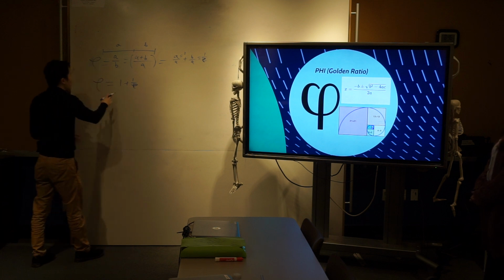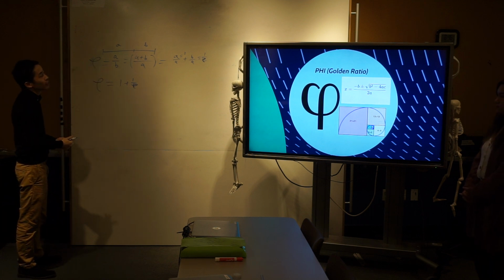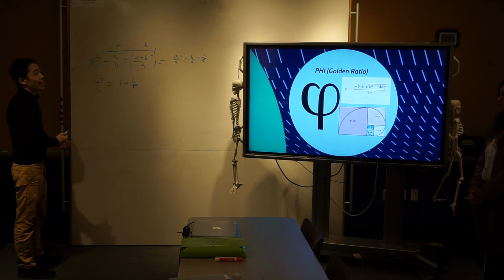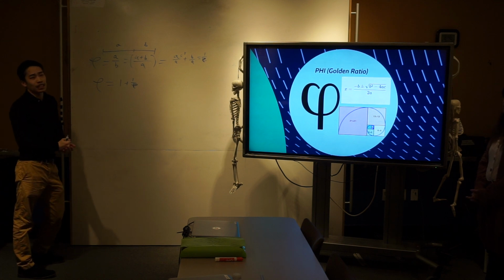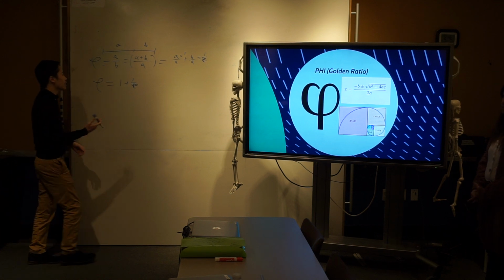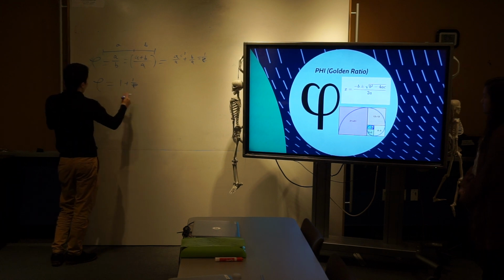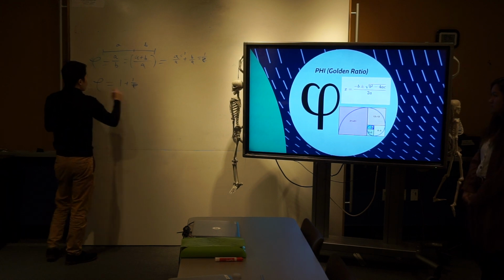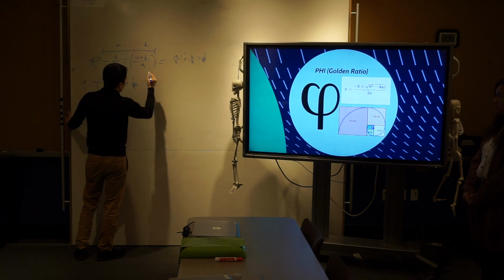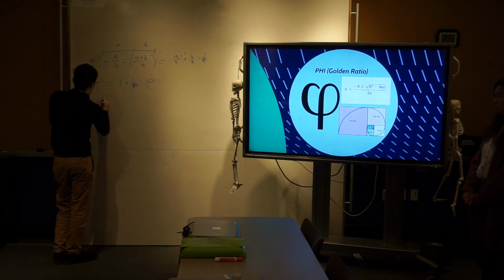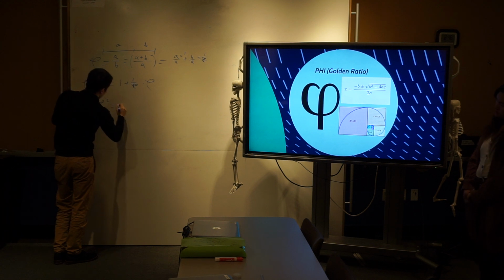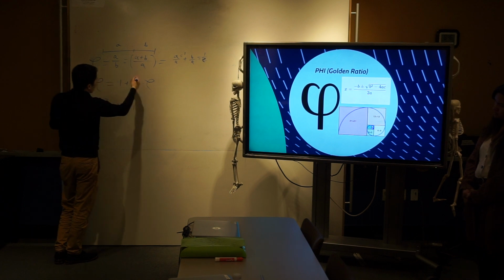So how do you get this into that equation to solve it? The equation needs to be ax squared plus bx plus c equals 0. To get it into that form, you multiply both sides by phi. So it will go phi squared equals phi plus 1, because this cancels out.